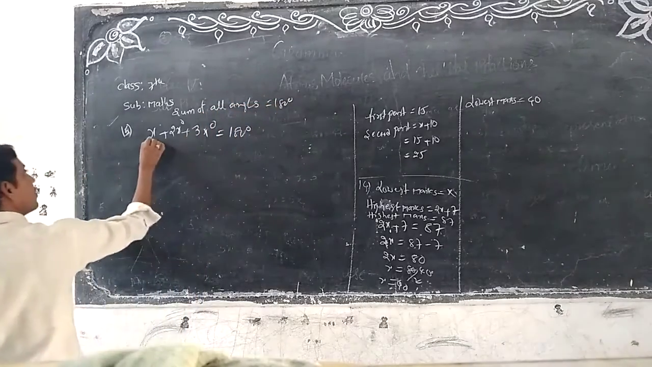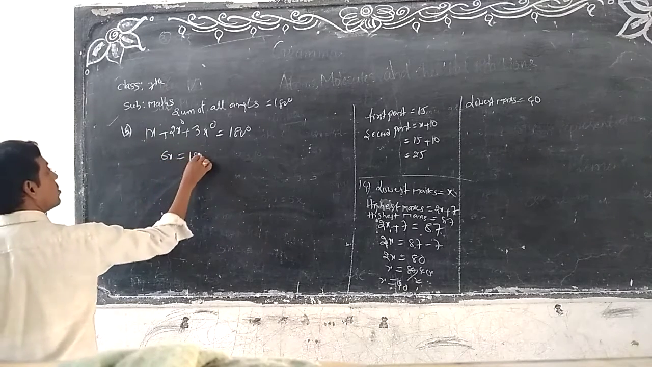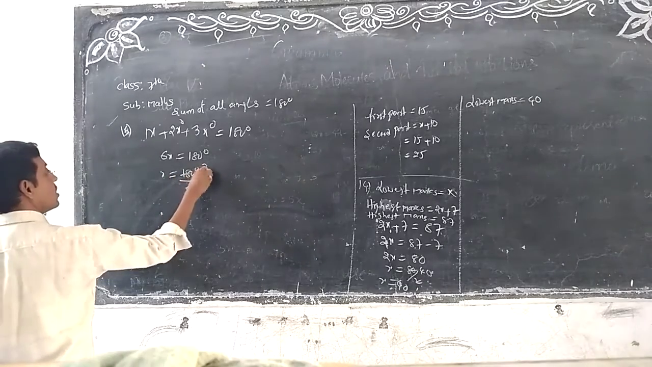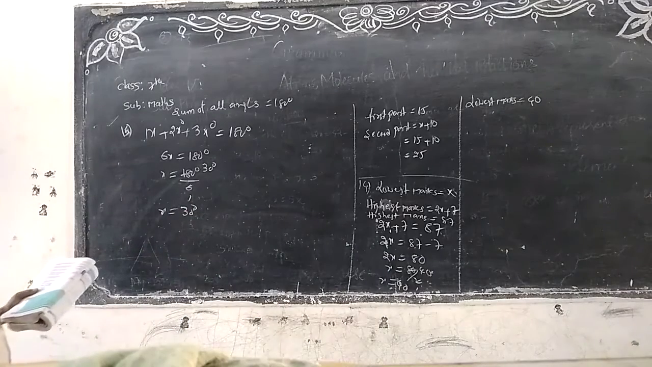So we have to equate. How much here? Nothing there means 1x. 1 plus 2 plus 3 is 6. So 6x is equal to 180. x is equal to what here? 180 by 6. 6 threes are 18, 6 zeros are 0, so x is equal to 30.